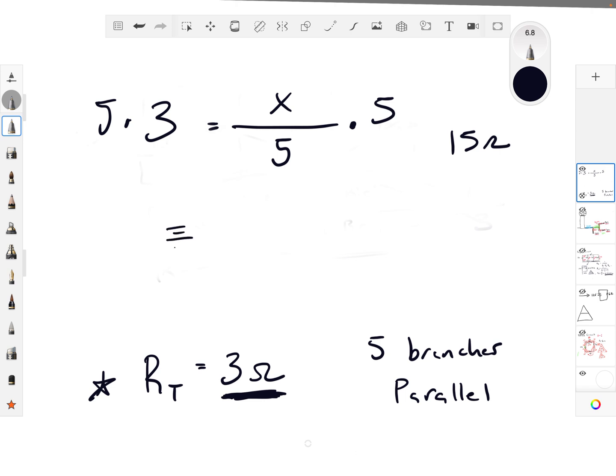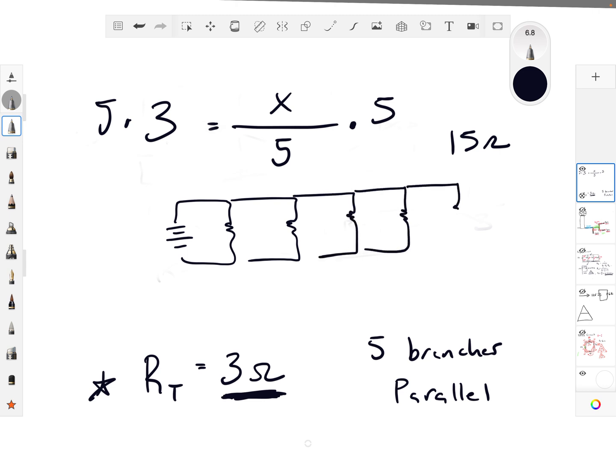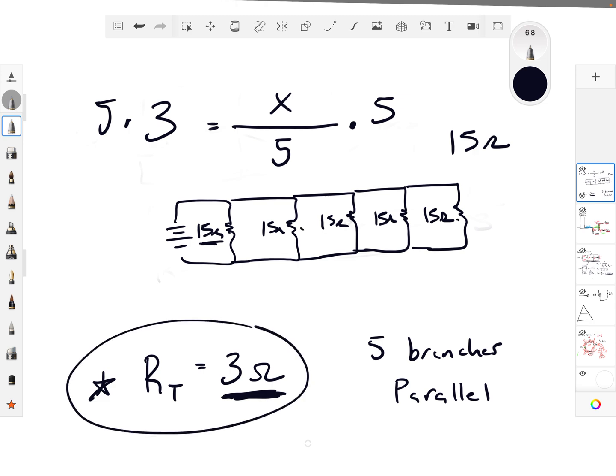So again, basically what we'd be looking at, 1 branch, 2 branch, 3 branch, 4 branch, 5 branch, 15 ohms each. Well, now if I asked you, hey, I've got a parallel circuit with 5 branches, each branch has a 15 ohm resistor, can you find the total resistance? Well, I would use the shortcut method. I'd take the value of 1, 15, divided by 1, 2, 3, 4, 5, and that would be 3 ohms.